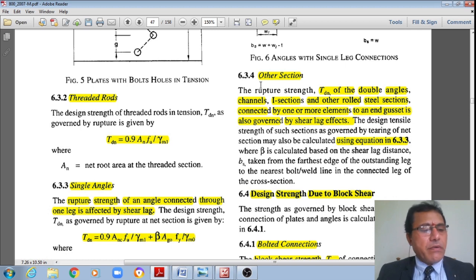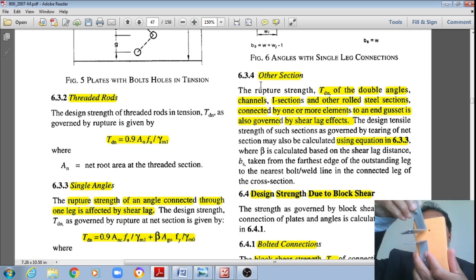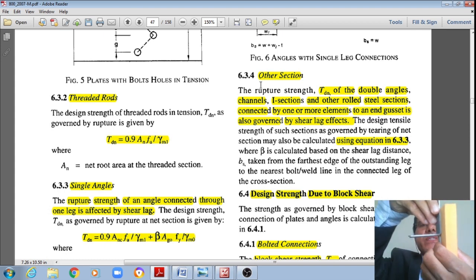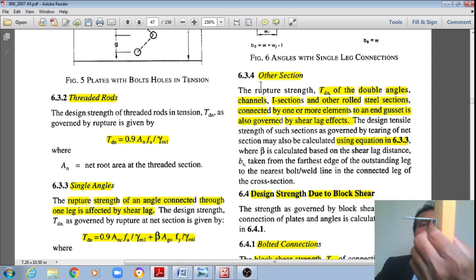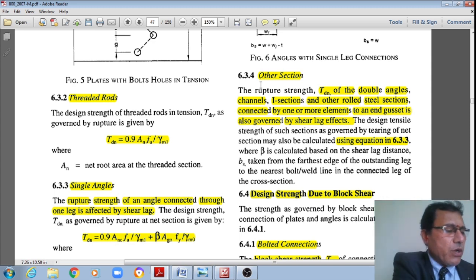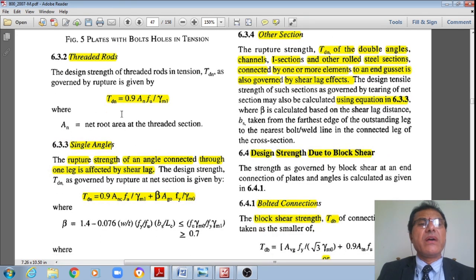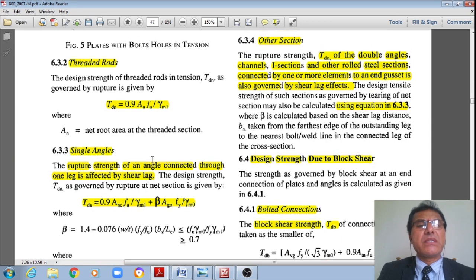Because this main angle is connected to the lug angle, if at all it is required, then these are the two angles connected to one side of a gusset plate. Otherwise, it is a single angle connected to one side of a gusset plate. However, even in other cases, other sections, meaning TDN of double angles or channels and I sections, etc., shall also be found out using the same equation 6.3.3 as if that of the single angles.